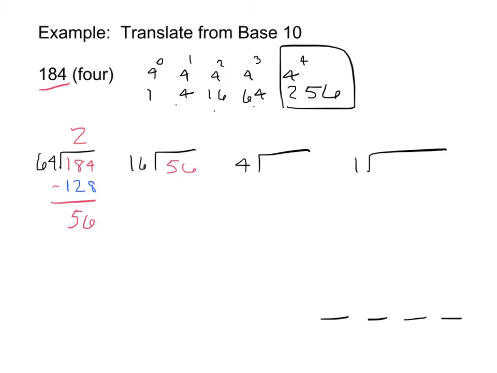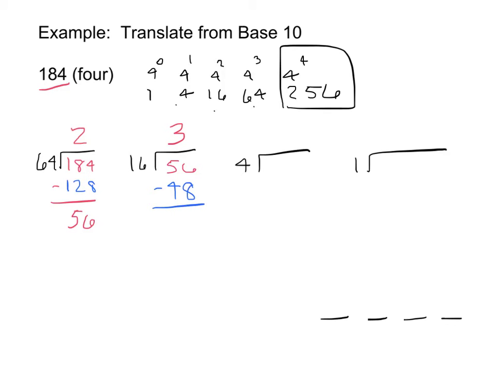So we take 56 divided by 16, and we take out our calculator, and we get 3.5. We put a 3 here because we don't care about the decimals. Then we figure out what 16 times 3 is. Once again, we take out the calculator. You can see there's a lot of calculator work. It is 48, so we're going to subtract 48.